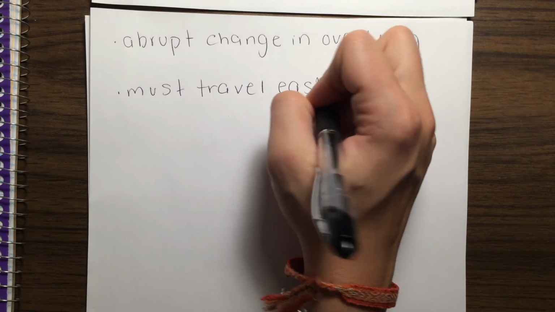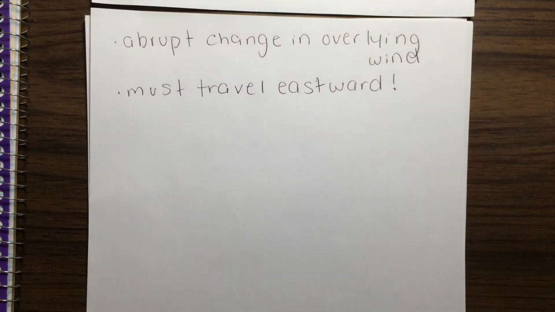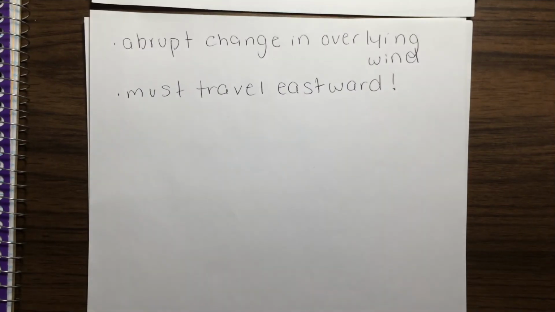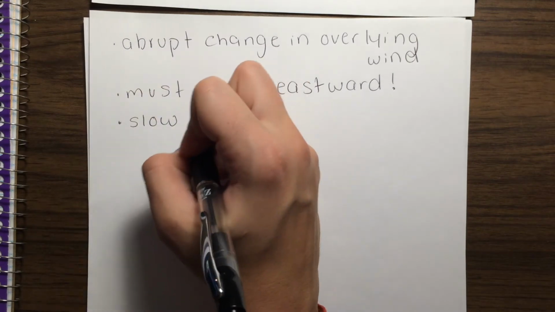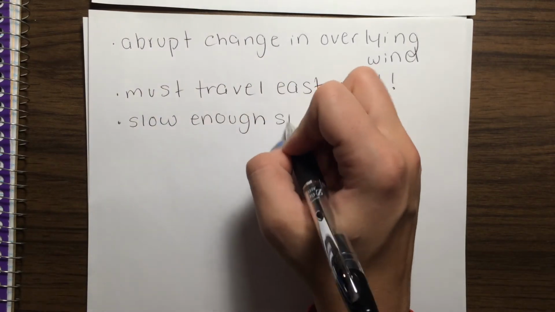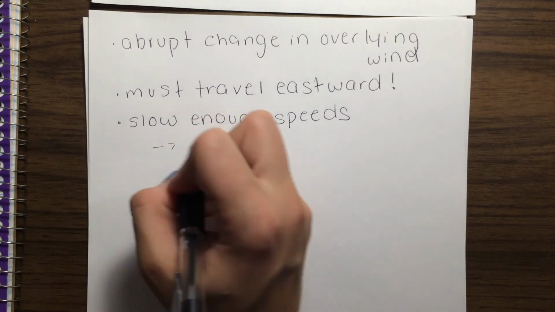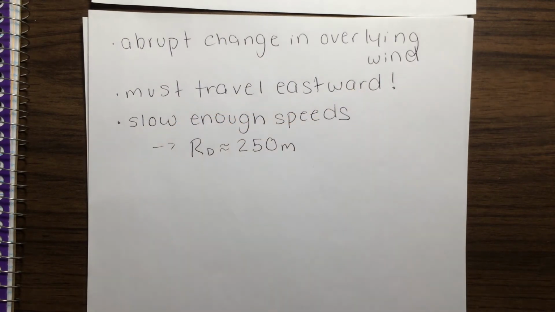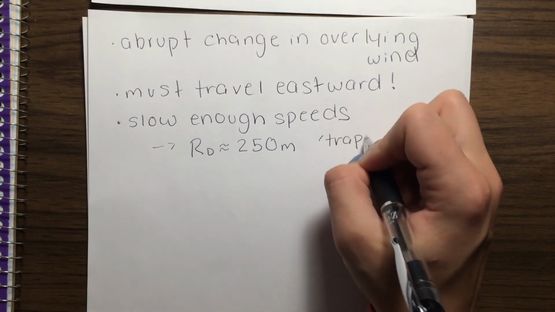Equatorial Kelvin waves must travel eastward. Think about why this might be for a minute. Another property of equatorial Kelvin waves is that they have speeds slow enough to give a Rossby radius of deformation on the order of 250 meters. And as such, these special types of Kelvin waves often appear to be trapped close to the equator.